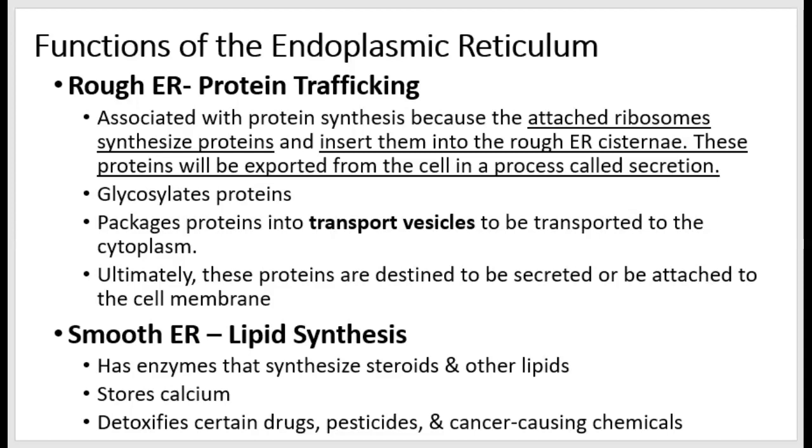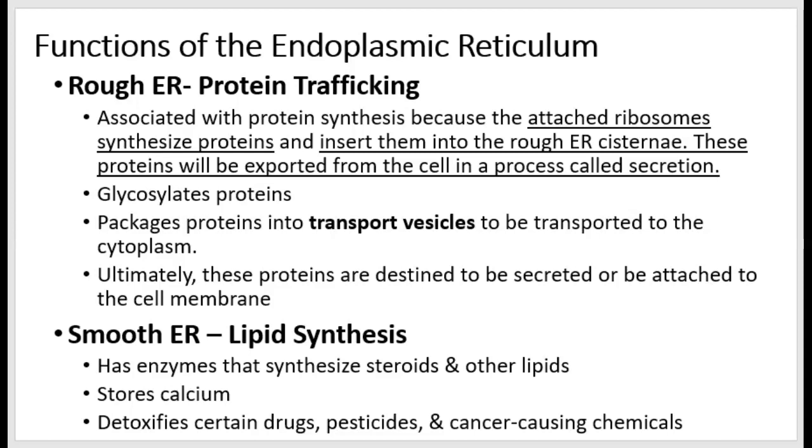The proteins that are made by the ribosomes and inserted into the rough ER are packaged into transport vesicles, which will be budding off of the ER and travel in the cytoplasm to the Golgi apparatus. As I mentioned, these proteins are destined to be secreted from the cell or may be attached to the cell's outer surface. In contrast, the smooth ER lacks ribosomes on its surface. Therefore, proteins are not made here.